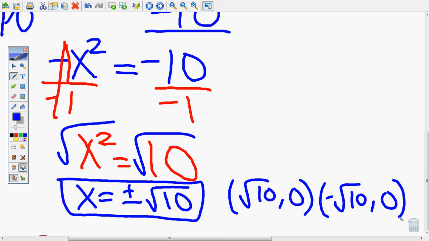So taking the square root of something produces a positive and a negative answer. And 10 is not a perfect square, so can I break it down any more than that? No. It has no factors that are perfect squares in it, because it's just made with 2 and 5.